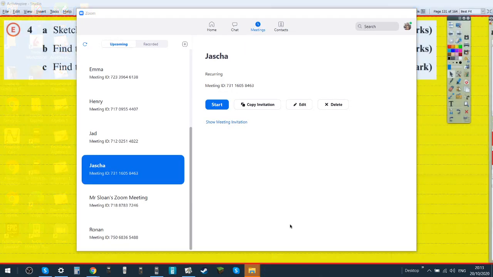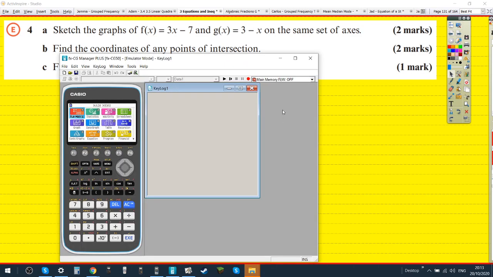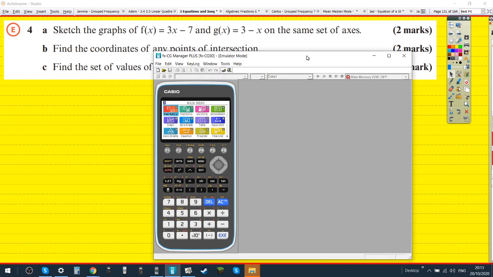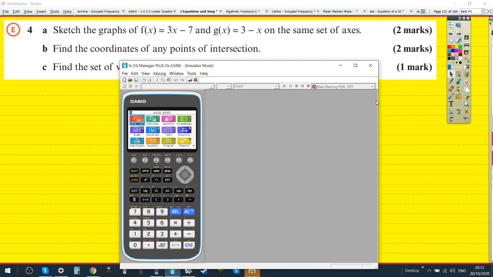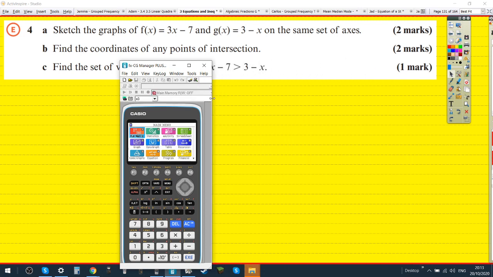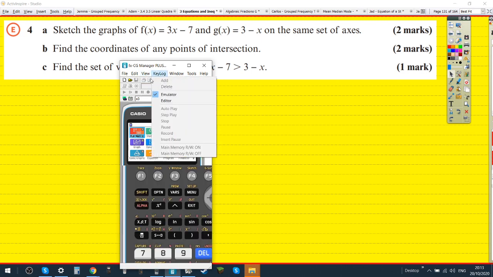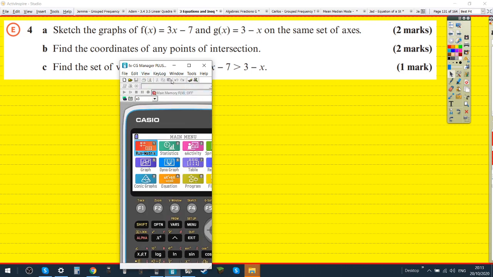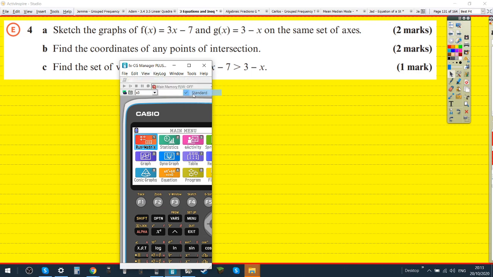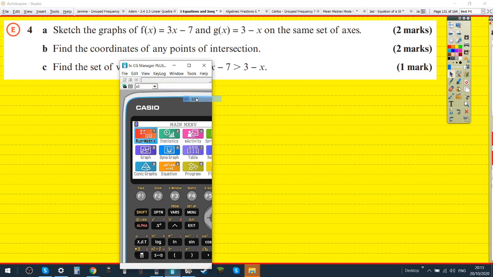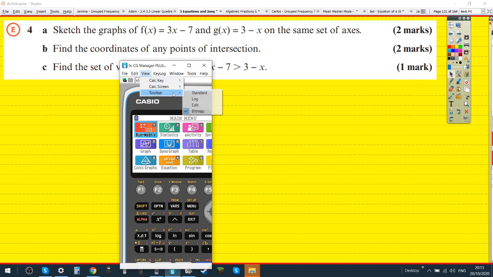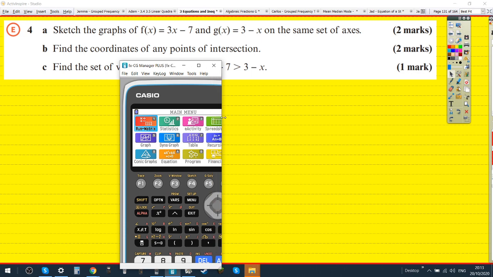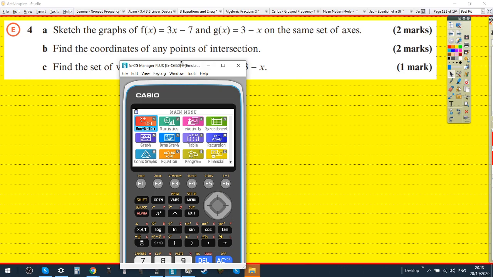So would you write it out as 3x minus 7 equals 3 minus x? Yep. And then you'd solve it. So you'd add x on both sides. So it'd be 4x minus 7 equals 3, and then you'd minus 3 on both sides, which would make it 4x minus 10 equals 0. Then would you put that into the calculator? Yeah, you can probably just solve it yourself. It's up to you.